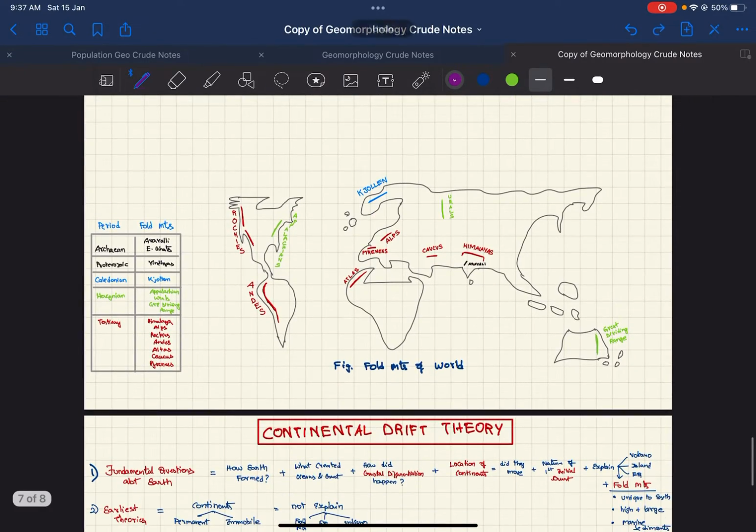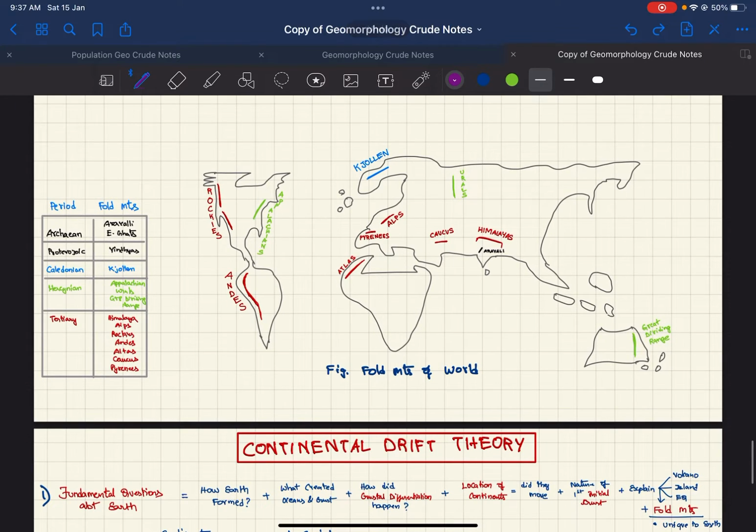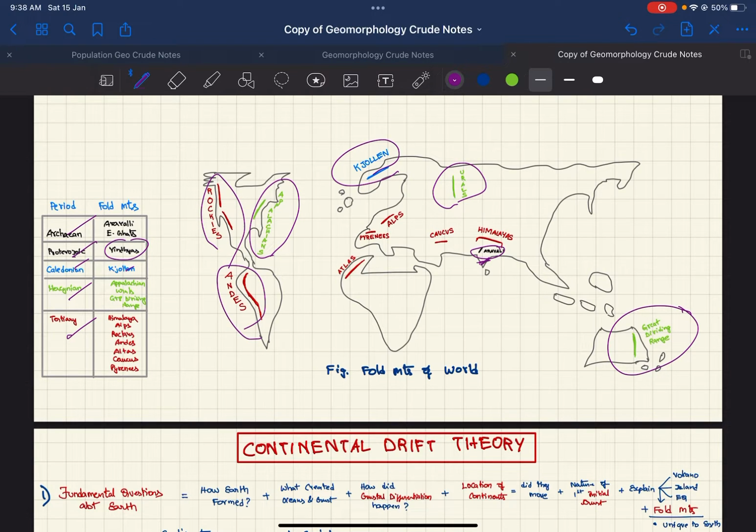So these are some fold mountains. So the Archean mountains are Aravalis and we have Eastern Ghats. Proterozoic mountains we have Vindhyas. Caledonian mountains we have Jolene in Norway. Hercynian mountains we have Appalachians, Urals, and the Great Dividing Range in Australia. Tertiary mountains we have Rockies and Andes. Here we have Alps, Pyrenees, Atlas, Caucasus, Himalayas.